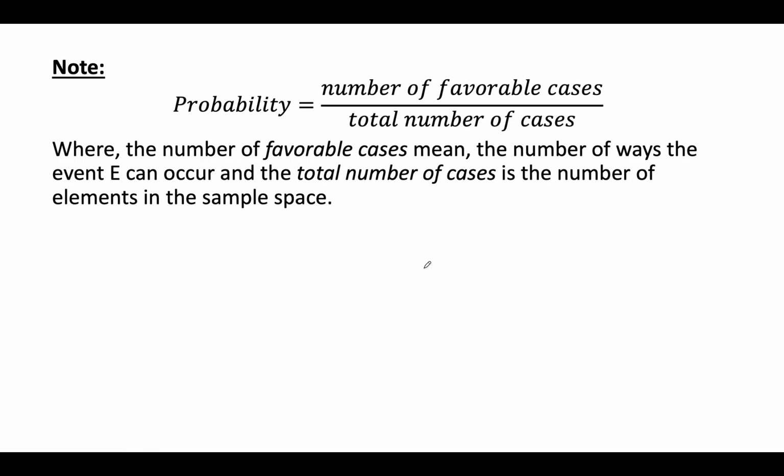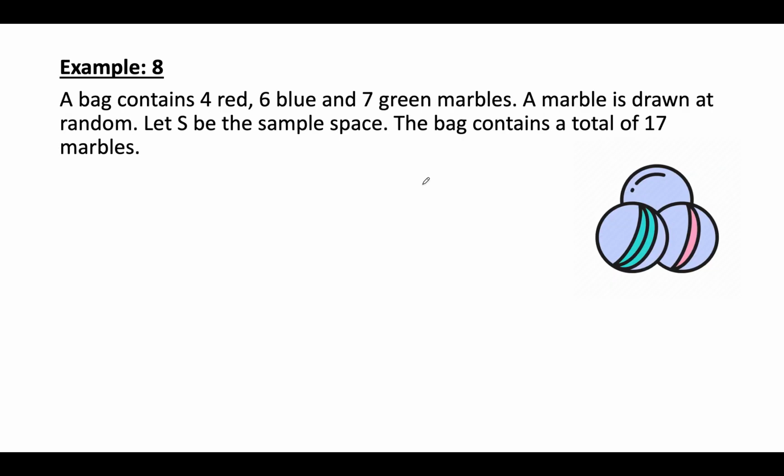Alright. Now, we saw this note, which says the probability is the number of favorable cases over the total number of cases, or what do we call it? Want over can. The number of favorable cases means the number of ways the event can occur, and the total number of cases is the number of elements in the sample space.